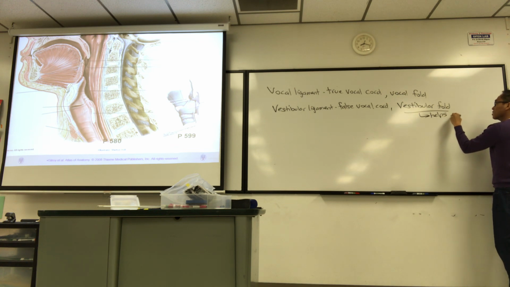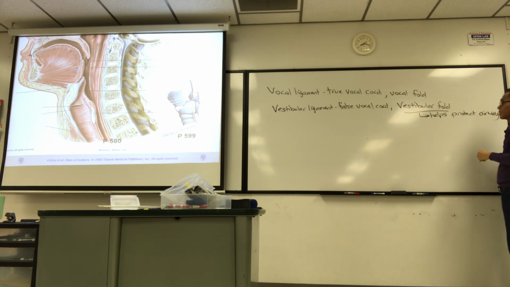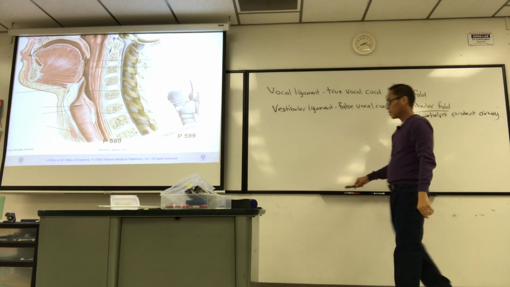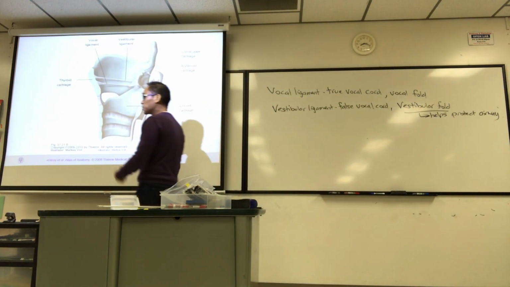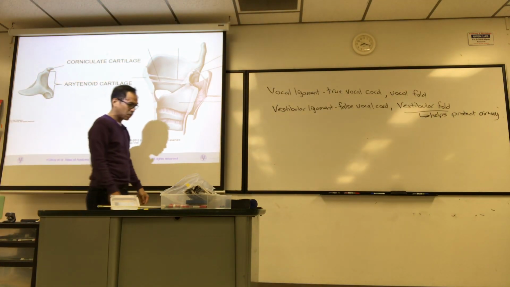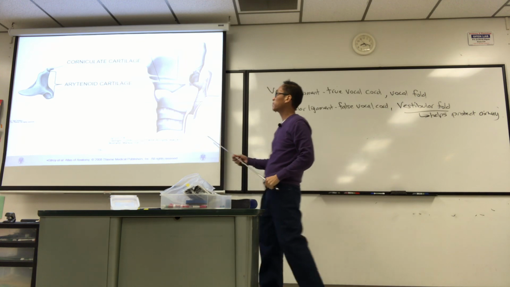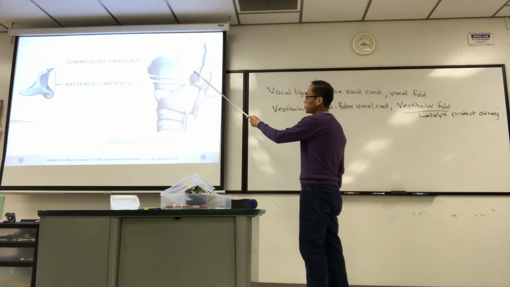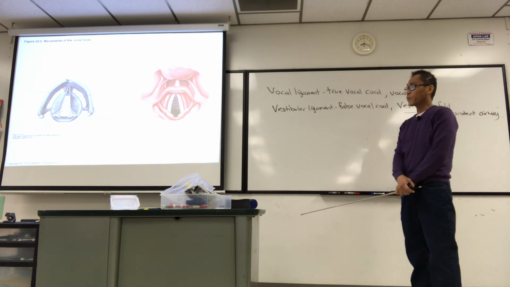helps protect the airway a little bit. It doesn't produce sound. All right, let's move on. This picture shows the corniculate cartilage and the arytenoid cartilage isolated. You can see how they're associated with those ligaments. Here's kind of the view of the laryngoscope.